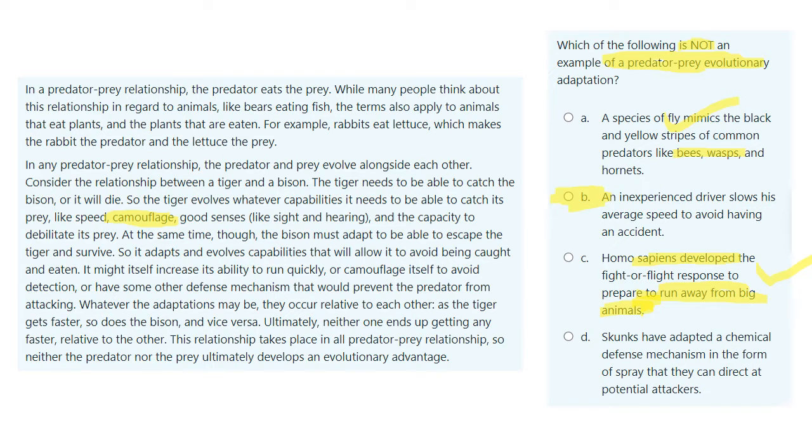And then D, skunks have adapted a chemical defense mechanism. So a defense mechanism, that would be about survival again, in the form of a spray that they can direct at potential attackers. This is a very horrible smelling spray that makes other animals run away. This would protect them. The only one that is not something that is evolutionary based, something that's evolved over time, and not about surviving an attack by another animal, would be answer B.